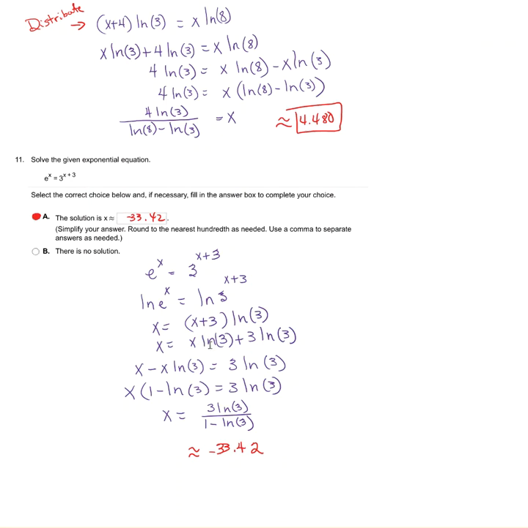Well, the x terms got to get together over here, so subtract this. So that's where I am here. I'm going to factor x out here, and that leaves 1 minus ln 3 equals 3 ln 3. Divide both sides by this, and now you have your x equals, and it should be negative 33.42.